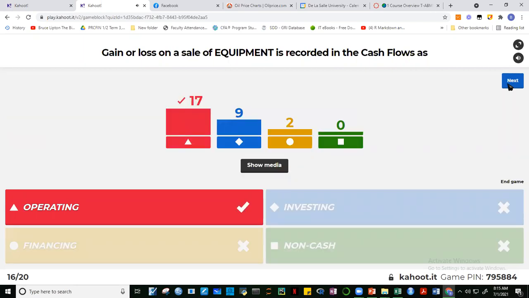So that's good. Most of you got it, no? Pag nag-acquire ng equipment, saan siya papasok? Sa investing. Pero pag binenta ng equipment, kunyari luma na binenta, tapos may gain or loss doon, yung gain or loss na yon hindi pupunta sa investing, doon siya pupunta sa operating. Okay? Pero yung binenta yung equipment mismo, doon siya pupunta sa investing. Okay? So, pero yung gain or loss, dun siya pupunta sa operating.